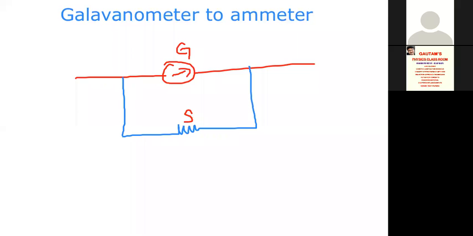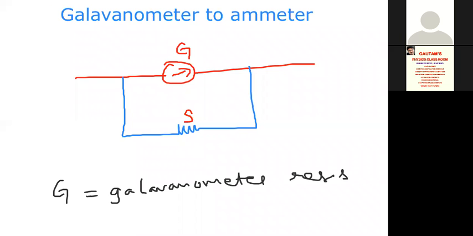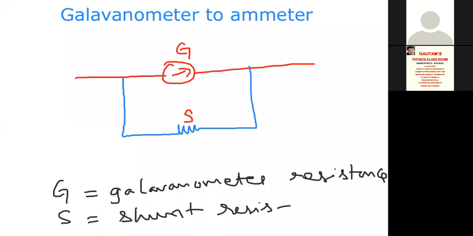So here, first of all, let us see the terms. Capital G is called the galvanometer resistance, and S is called the shunt resistance. Generally, shunt resistance means small resistance. Shunt resistance is nothing but a small resistance connected in parallel to the galvanometer. So a parallel-connected resistance of small value is the shunt resistance.